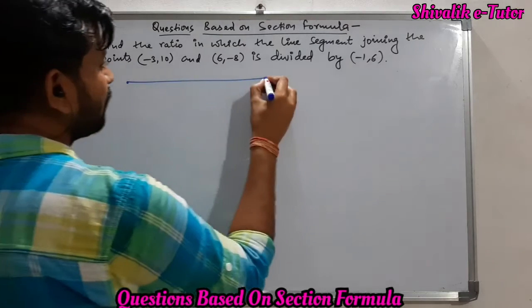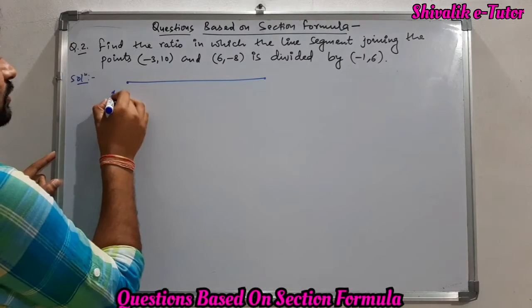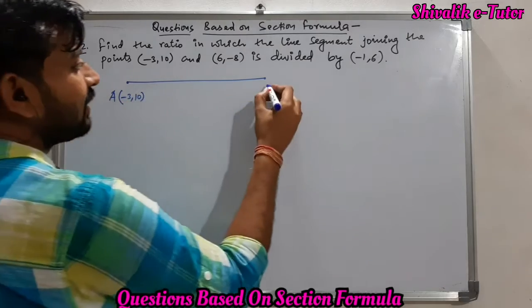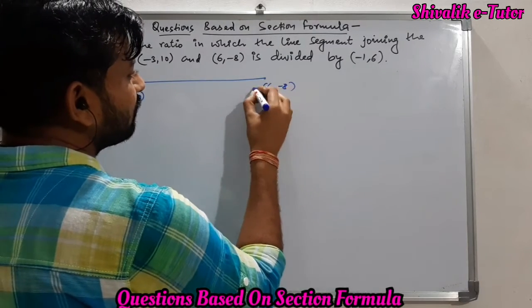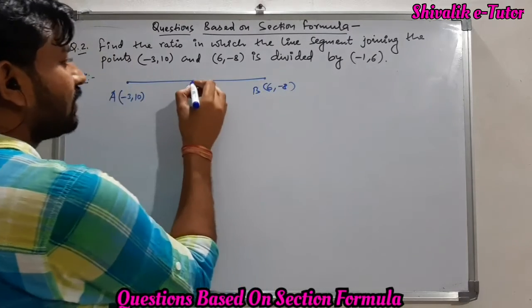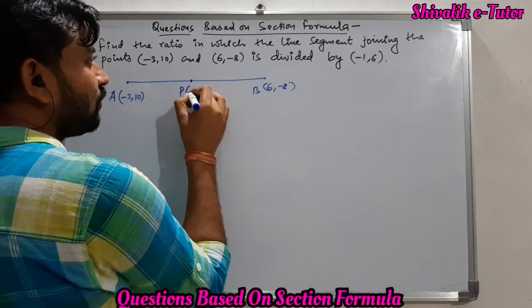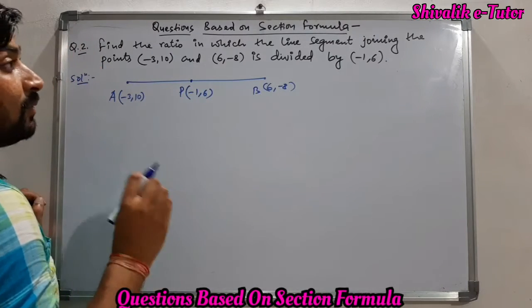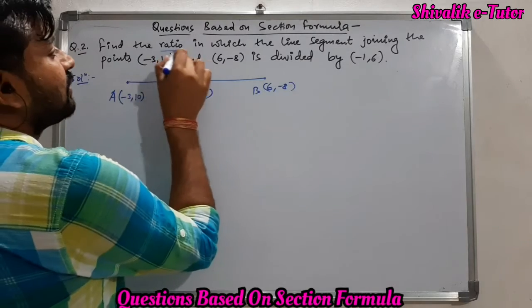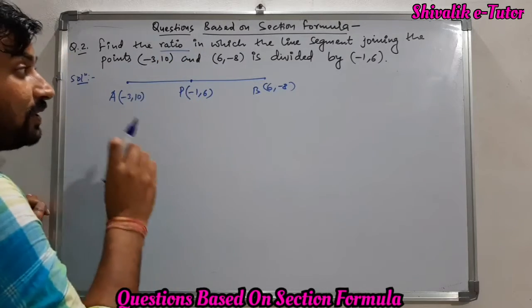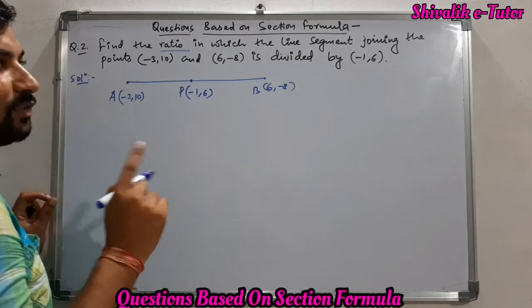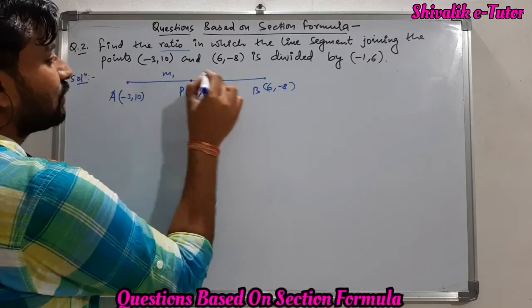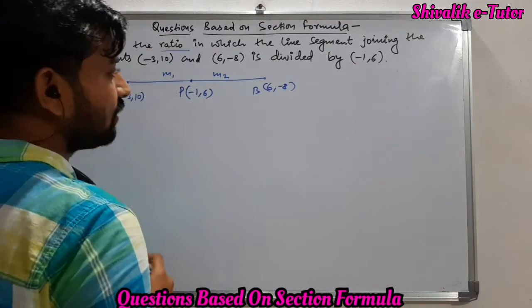We have 2 points over here. Let me call the point -3, 10 as A and 6, -8 as B. Now in between we have a point P and its coordinates are also given as -1, 6. Now in this question we don't have the ratio in which the point P is dividing the line segment joining this point A and B. So let me call this ratio as M1 ratio M2.